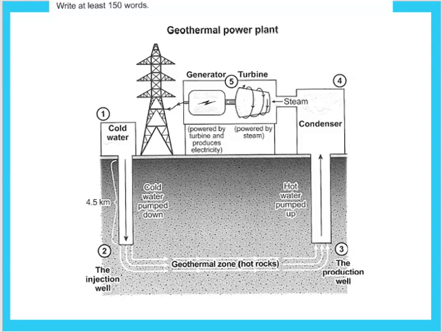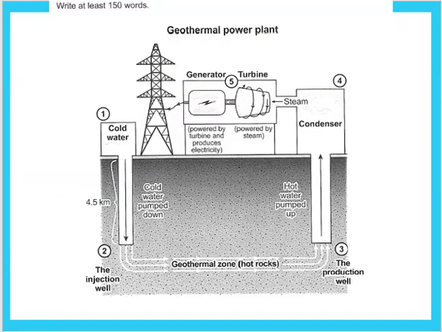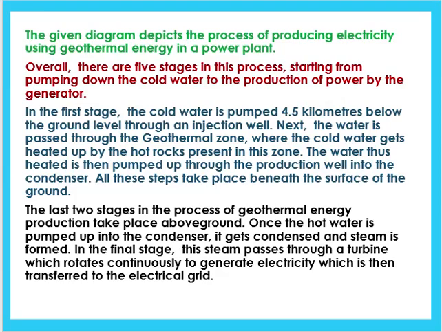How to write the second body paragraph? The last two stages in the process of geothermal energy production. Last two stages indicates that I am going to talk about two more stages before I finish the report. Okay, so the last two stages in the process of geothermal energy production take place above ground. Above ground is nothing but above the surface. Then let's see how to continue.